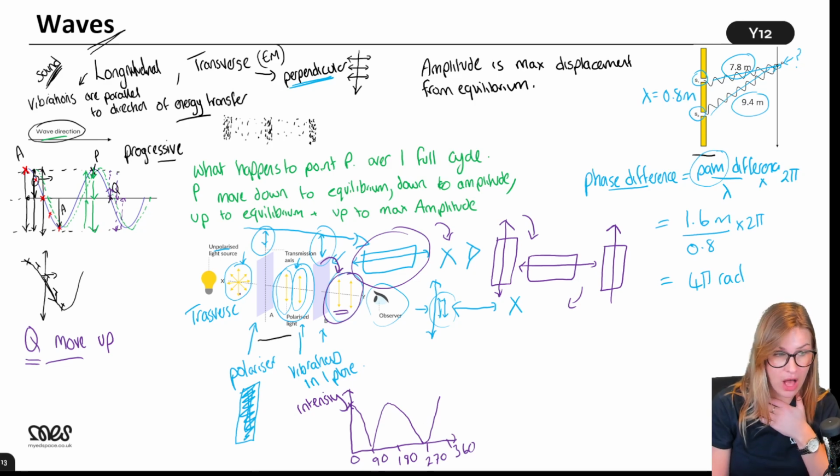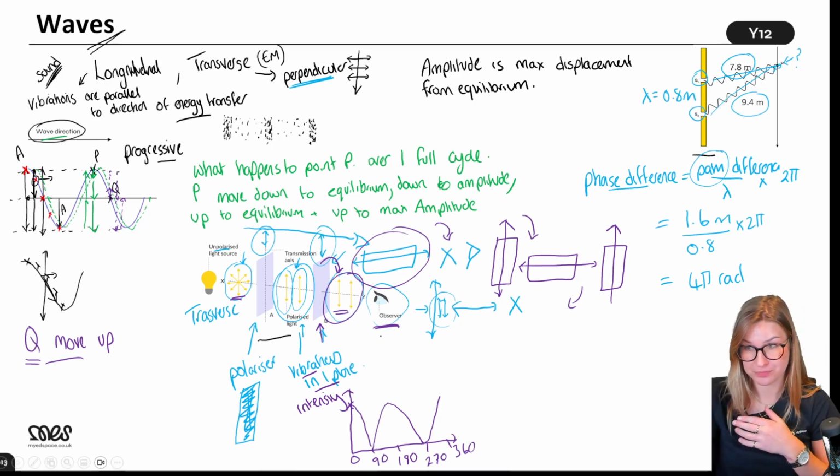Again, if I've got unpolarized light and I put one Polaroid, I'm going to polarize the light and let through light that only vibrates in one plane. If I put a second polarizer in the same orientation, I do see light because it's the same orientation. But if I put it at 90 degrees, or right angles, to the first Polaroid, I will see nothing because none of that light will come through.